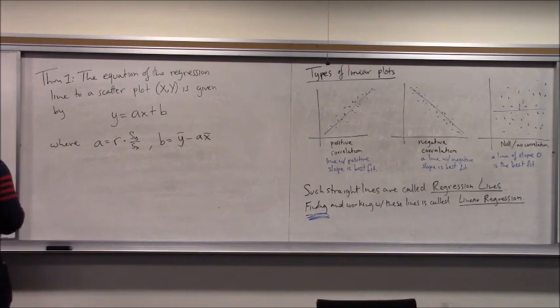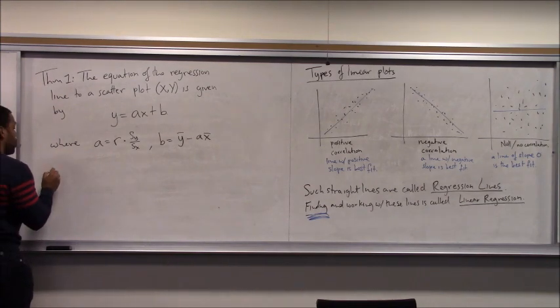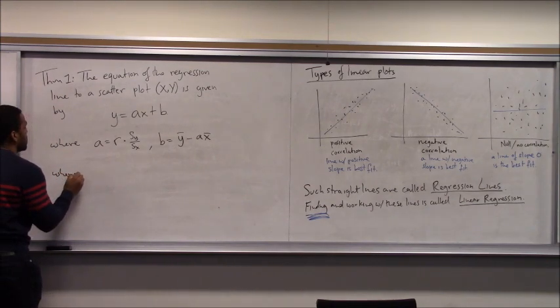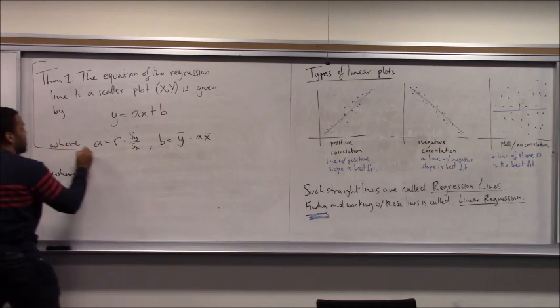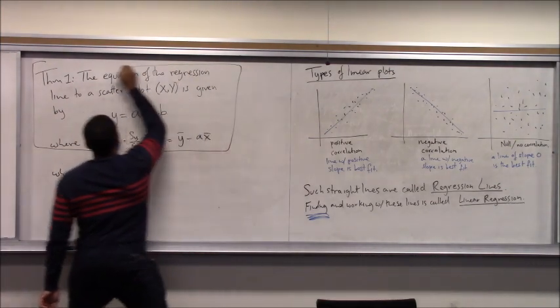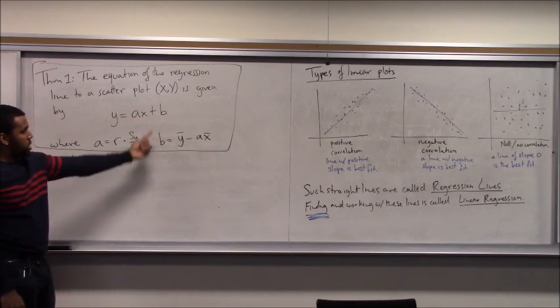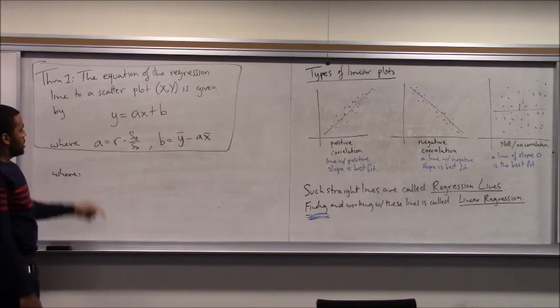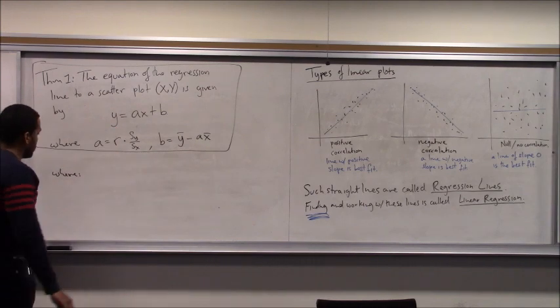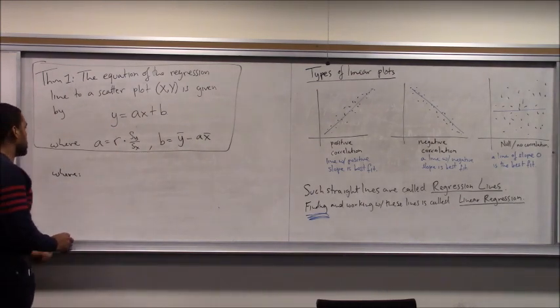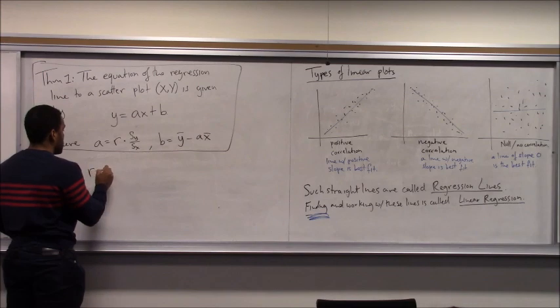So that's the theorem. You can find the equation of these lines. They will have the form y equals ax plus b. Of course, a is the slope. Now the slope is computed using this formula, and I'm going to define what these pieces are. R is called the correlation coefficient.